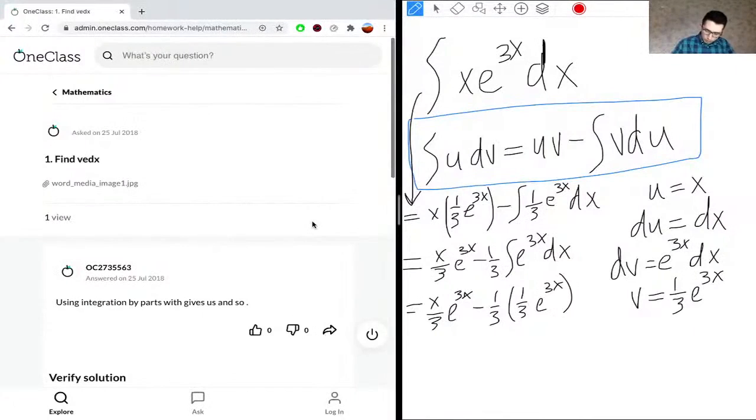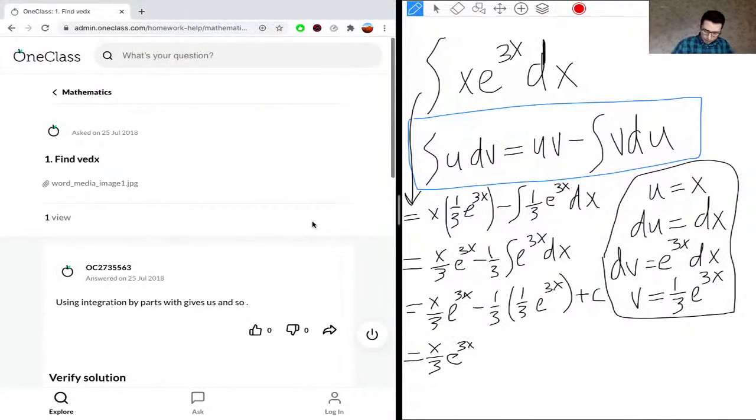Now we have to add the constant c at the end, because whenever we evaluate an integral, we have to add a constant at the end. So the next step in this solution is x over 3 e to the 3x minus 1/9 e to the 3x plus c, because a third times a third is just 1/9. So this is the final answer to evaluating the integral.